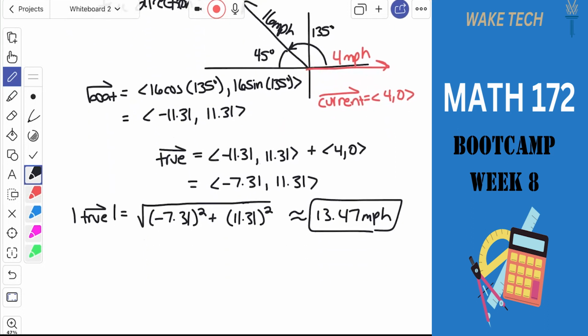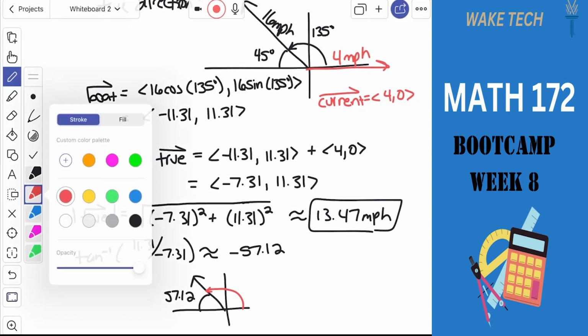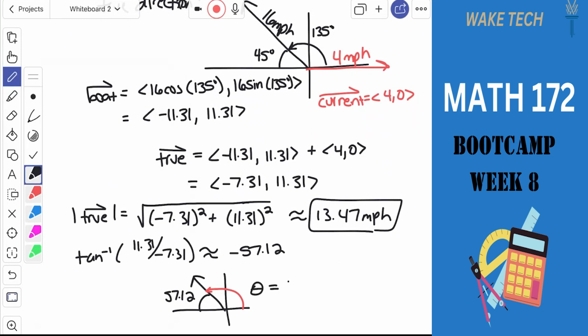The direction, first we'll start off with inverse tangent of y over x. Negative 57.12. Really, we don't so much care about the negative part, but I need to know the 57. We need to know the 57 so that we can actually get the real angle there by using 180 minus 57.12. So the real angle, the one in red, is 122.88 degrees.